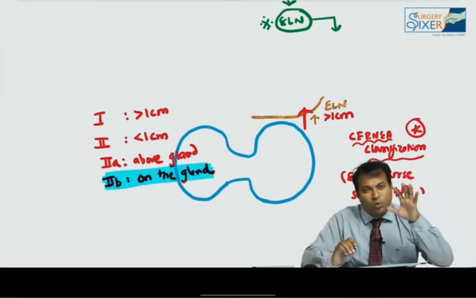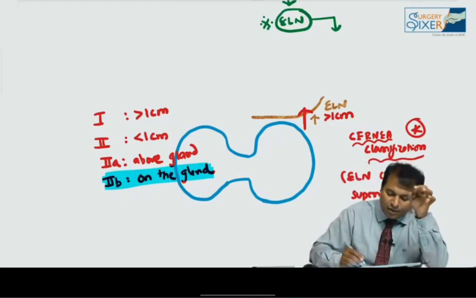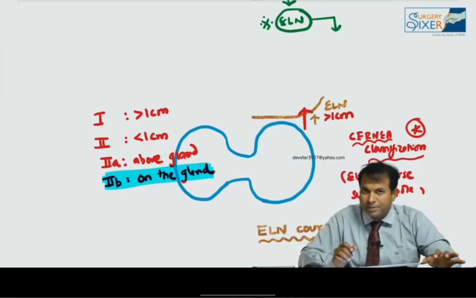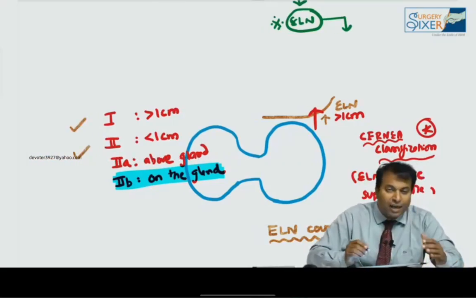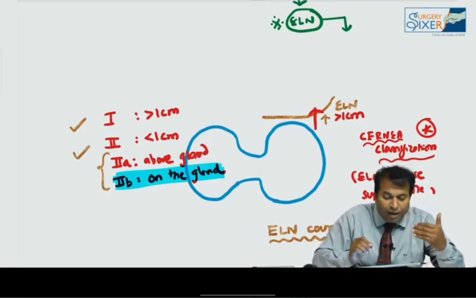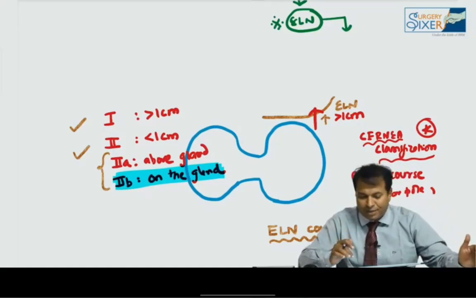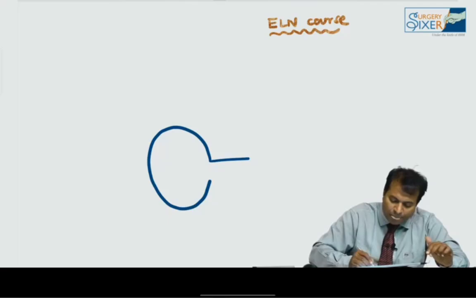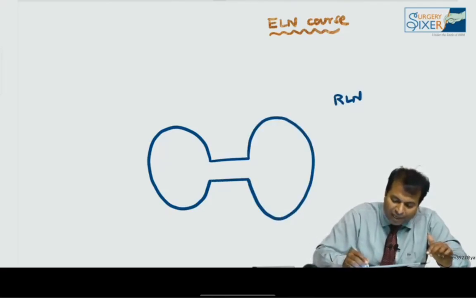Please don't forget, Cernia classification is a classification of external laryngeal nerve course. Type 1 is above 1 centimeter. Type 2 is within 1 centimeter of the superior pole. In type 2, we have 2A above the gland and 2B on the gland, running on the gland itself. This is Cernia classification. And all of you know very well, the most important discussion in thyroid gland is on recurrent laryngeal nerve. So let me discuss in depth about recurrent laryngeal nerve now.